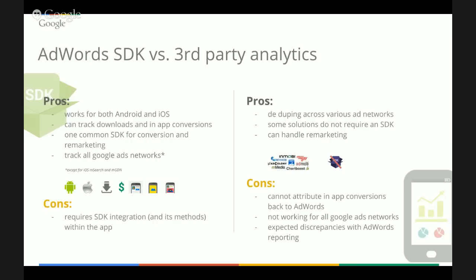So for AdWords SDK, it works for both main systems. It can track both downloads and in-app conversions. It's important because with one solution, you can have both. And later on in this Hangout, I will tell you why it's important and what you can get from tracking both app installs, downloads, and app conversions. And foremost, what's important for advertisers is that it works across all Google Ad networks, except for iOS, mobile search, and mobile GDN I mentioned before.